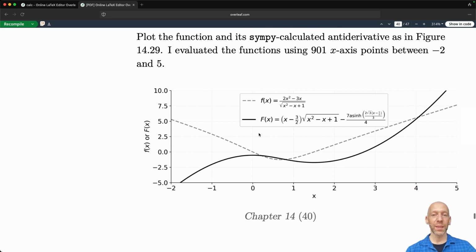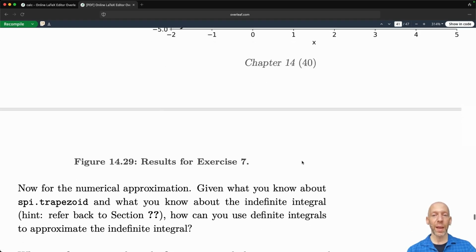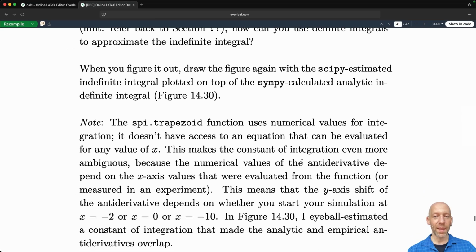Here we see in this first figure, the function in the dashed line, and then here in the black line, this is the analytically solvable antiderivative from SymPy. So this is not yet an approximation. This is the exact antiderivative that we got from SymPy. Quite a long, complicated function, but that's the result of SymPy. Then what you want to do is figure out how to reproduce this black line as an approximation using SPI.trapezoid.